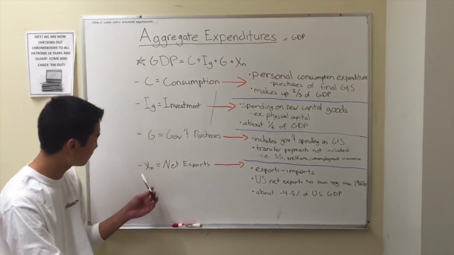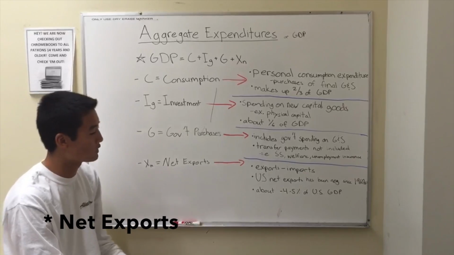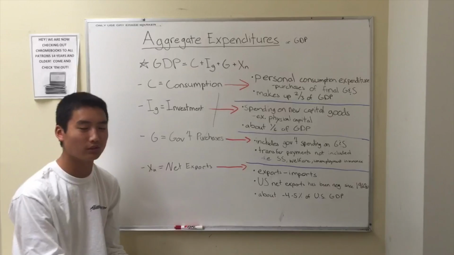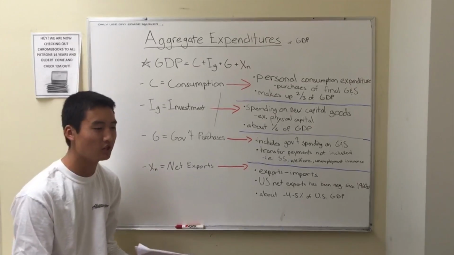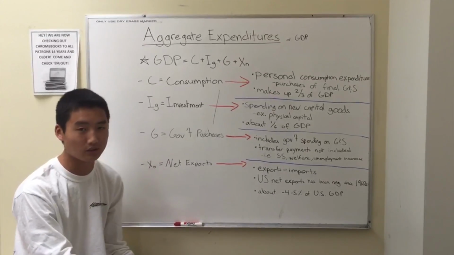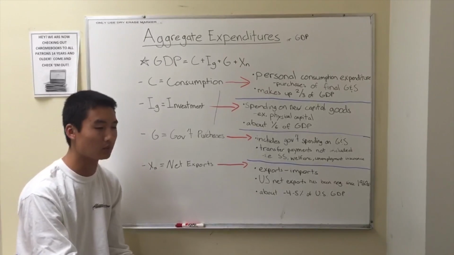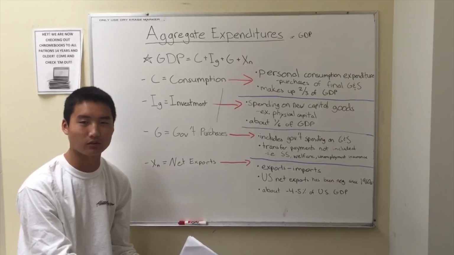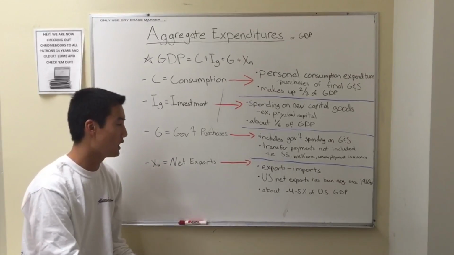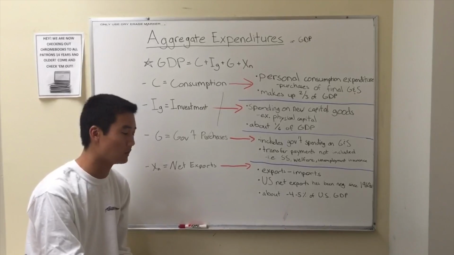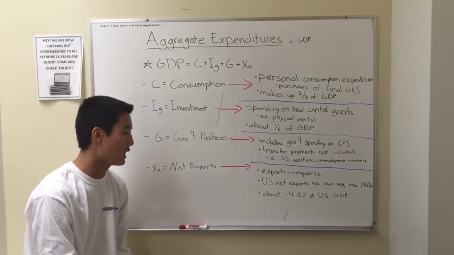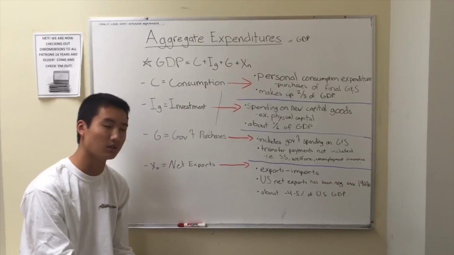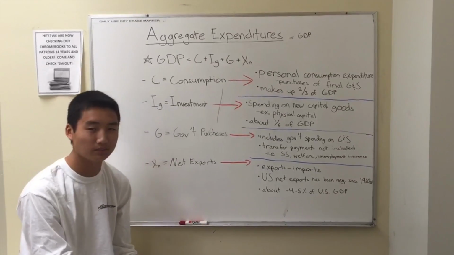And then last but not least, we have net exports, which is exports minus imports. An export is something we would ship out to the world. Say we produce a lot of corn, so we'll ship out and sell corn to other countries. And imports are something that we buy in from other countries, like petroleum from the Middle East. U.S. net exports have been negative since the 1960s, and this makes up about -4 to -5% of our GDP in recent years.